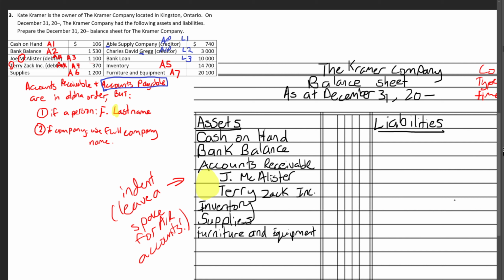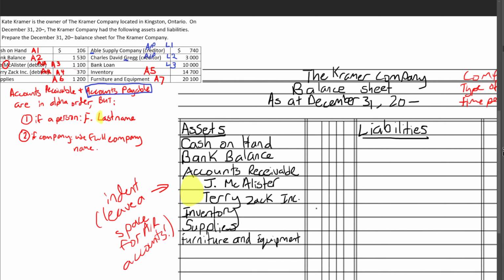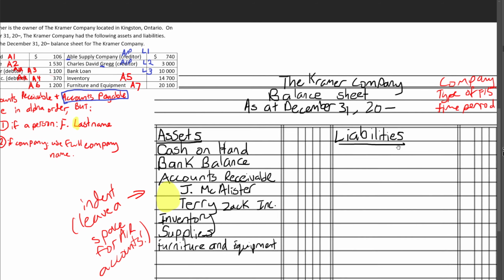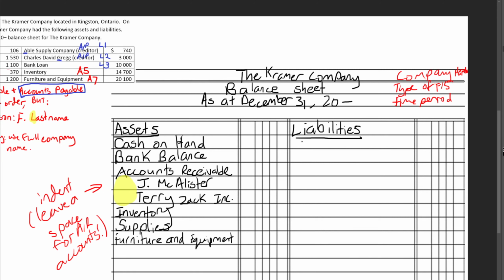So if you choose to do that, feel free. I don't like the look of it, so I'm not going to do that. I'm going to wait until I finish off my liabilities section, but that is a preference that is up to you. So let's move on to the liabilities section. You could fill out your numbers too if you wanted, but I like to do the accounts first. So my first liability account is always, assuming I have accounts payable, going to be accounts payable.